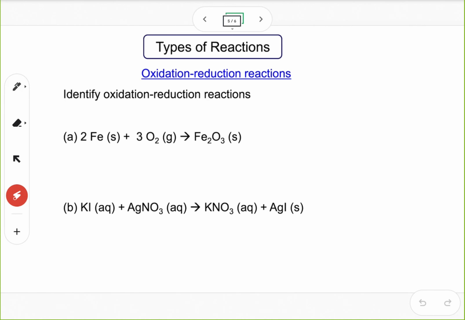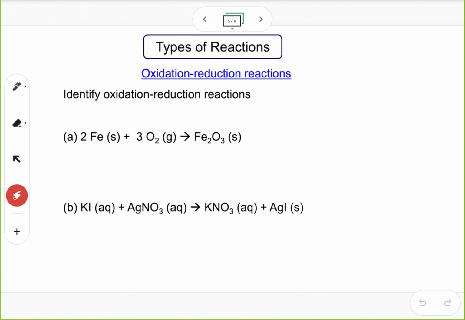The guideline here is, if you have an oxidation state change before and after the reaction, then it will be an oxidation reduction reaction. Otherwise, it's not. Let's take a look at these two examples. First one, iron with oxygen generates iron oxide. The first step is to identify the oxidation states of all of the reagents in this reaction.